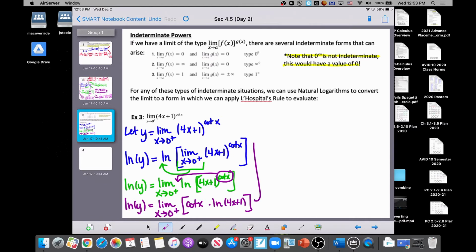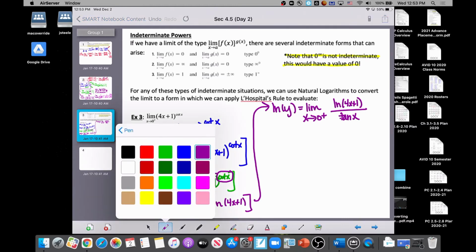Okay, so that takes us to our next step here, which is natural log of y is equal to the limit as x approaches 0 from the right of, so I'm going to have natural log of 4x plus 1 in the top, and then I'm going to have tangent of x on the bottom. All right, now that I get to this point, I finally have a quotient, right? So let's check our quotient and see if we have an indeterminate form.